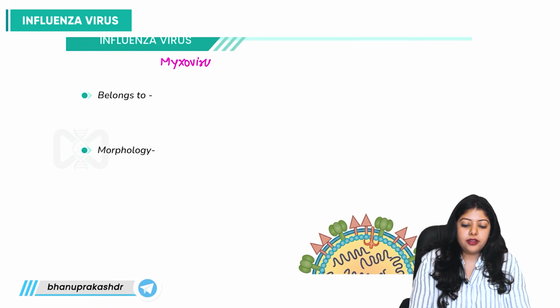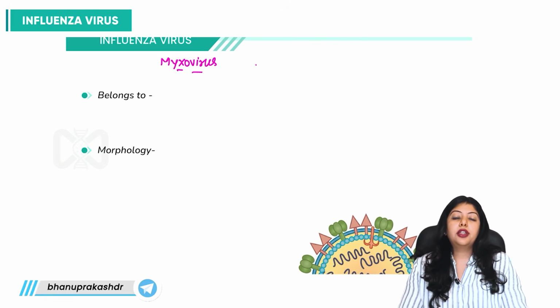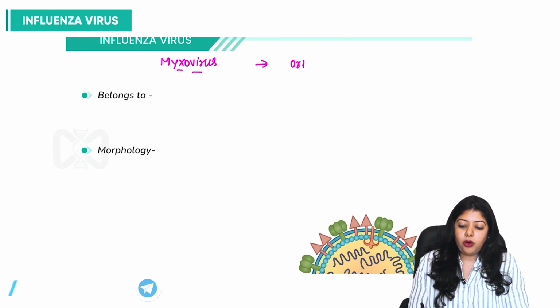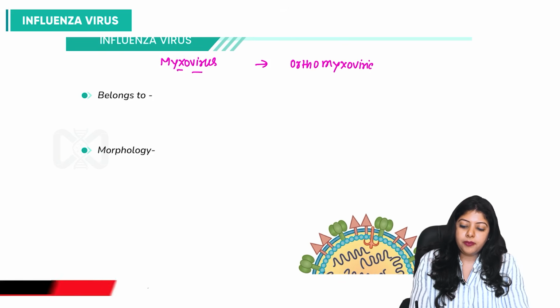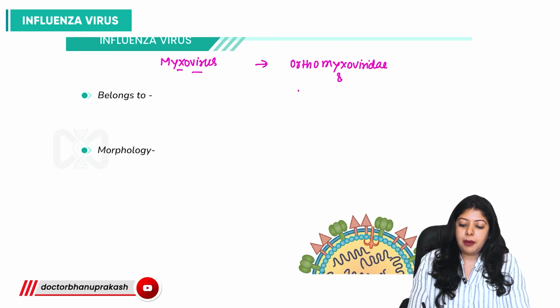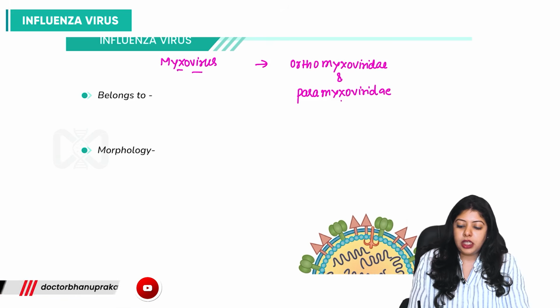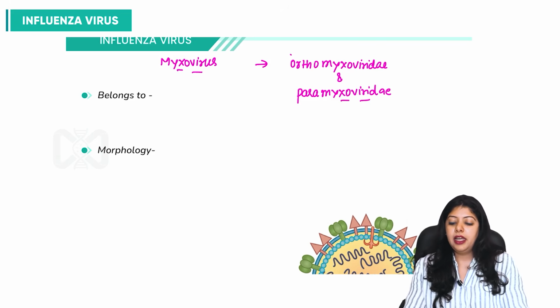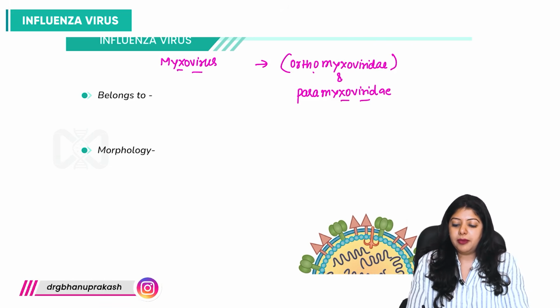And myxoviruses can be divided into two families. Now, an important differentiating feature between these two families is that one family contains segmented RNA. Segmented RNA.